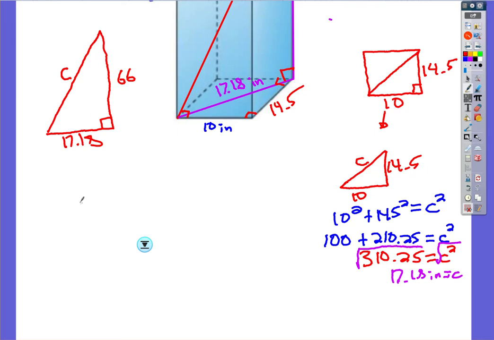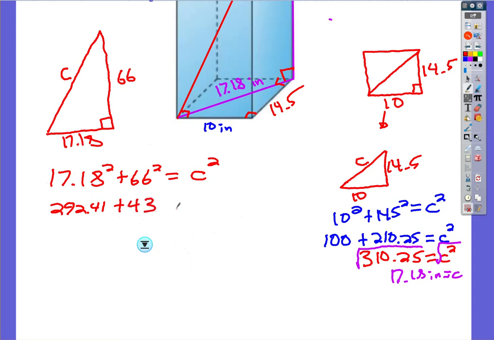So again, same applications here. We got a squared plus b squared equals c squared, 17.18 squared plus 66 squared. Don't need to put a question mark over my equal sign because I know it's a right triangle, is equal to c squared, that length that my wood is going to have to span across. So 17.18 squared will be equal to approximately 292.41. I'm okay with approximations right here. We're fitting a piece of wood into an aquarium, not shooting a rocket into space. Plus 66 squared, that is equal to 4,356. And that will be equal to c squared.